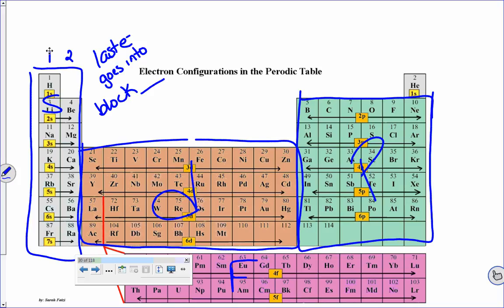We can make a nice prediction just by looking at iodine, for example. Iodine is in the 5th period, and it is in the p block. So iodine's last electron will be in the 5p orbital. That's a nice prediction we can make simply by looking at location on the periodic table.